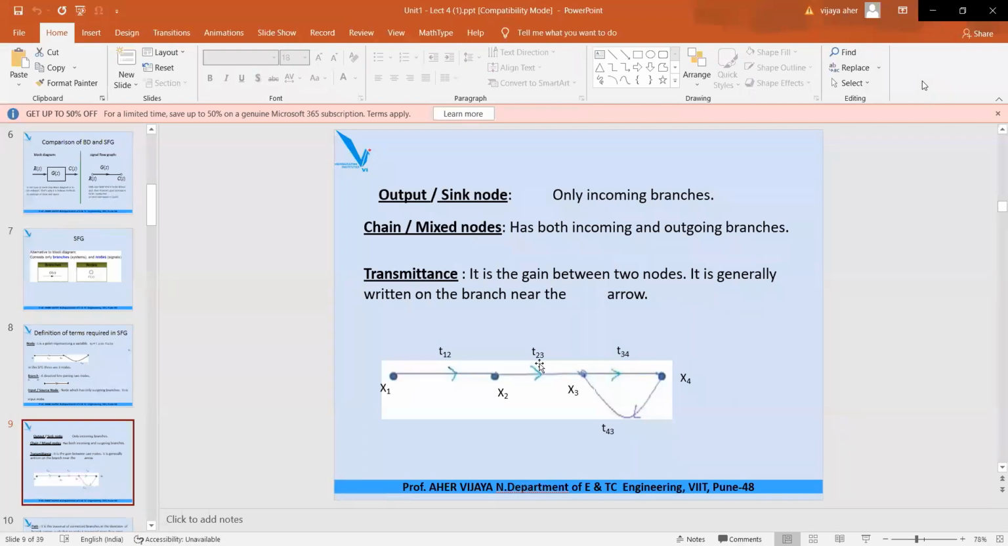While writing transmittance, you have to write like this: T, small t, transmittance is represented by small t. Then 1, 2. Initially you have to write the node where you are going to start, then the ending point. X1, X2, so I have written T12. Similarly on this branch, I have written transmittance as T23. My branch is connecting from node X2 to node X3. Similarly over here, T34. My branch is moving from X3 to X4. So likewise, you are going to write transmittance. Is this clear up to this?